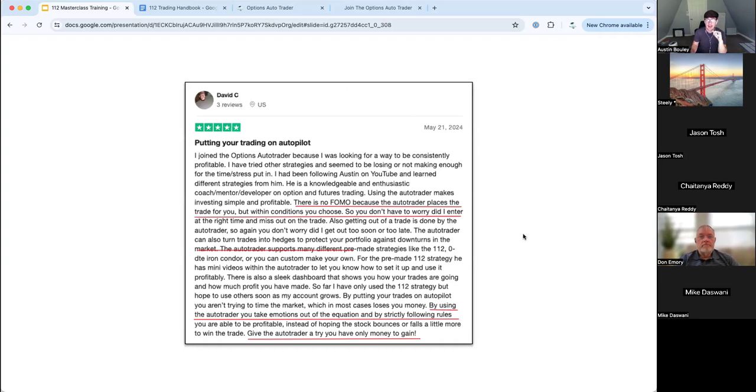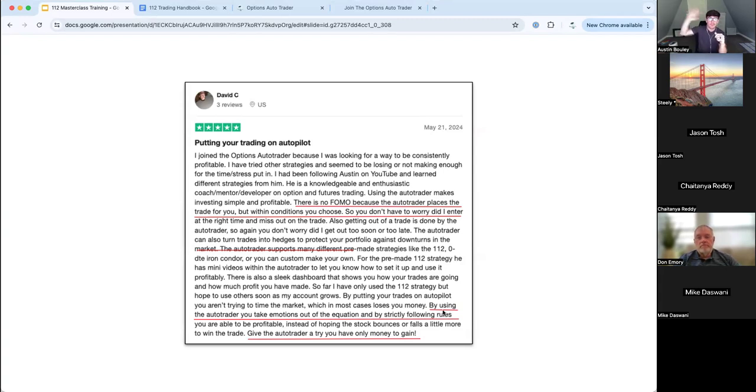David here says there's no more FOMO anymore. I use the auto trader and it places the trade for me and follows the exact conditions I choose, so I never have to worry if I entered or exited at the wrong time, and I never miss out on a trade. He also says that using the options auto trader takes out the emotions and allows for rules to be followed.